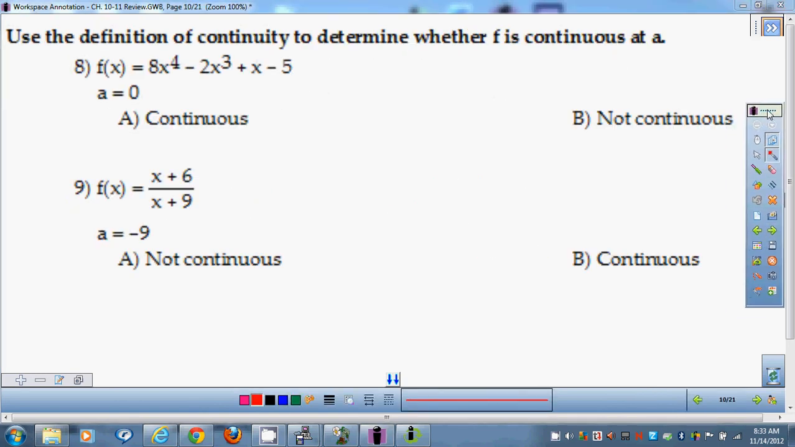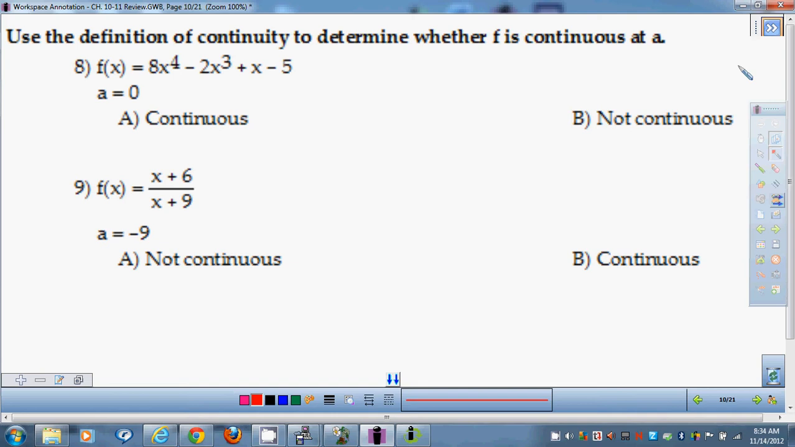Anyway, number 8. Oh, I forgot to cover these up. Use the definition of continuity to determine whether f is continuous at the given a value. Yes, and yes. You're both right. By your rationale, where am I going to plug in? What problems am I going to potentially have with this?